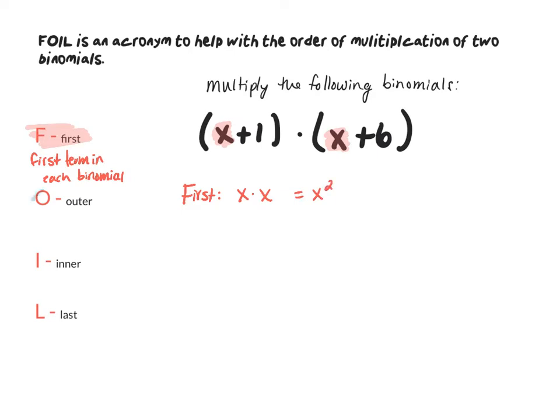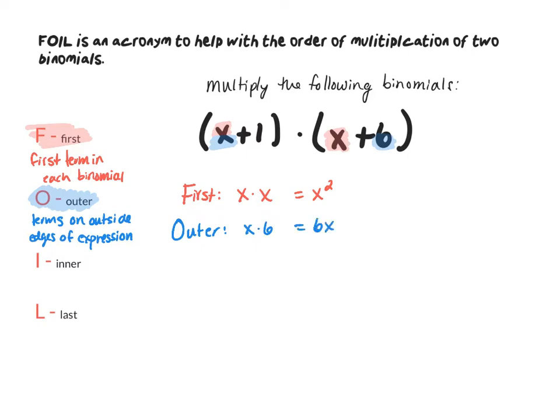Moving on to letter O, O stands for outer. What we mean by outer is the term, or the terms on the outside edges of the expression, so farthest away from the middle. So the outside terms here, so our outside step, or outer, whatever you want to call it. So this x here is the farthest on the left outside, and this 6 over here is the farthest outside to the right. So our outer step would be x times 6, which would give us 6x.